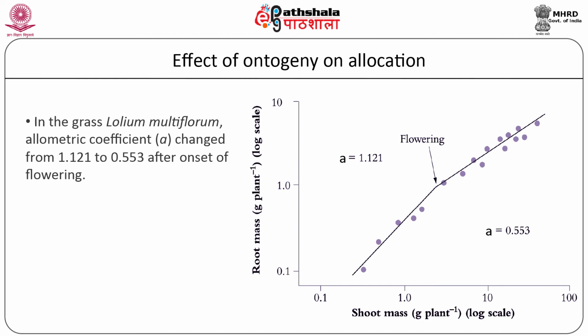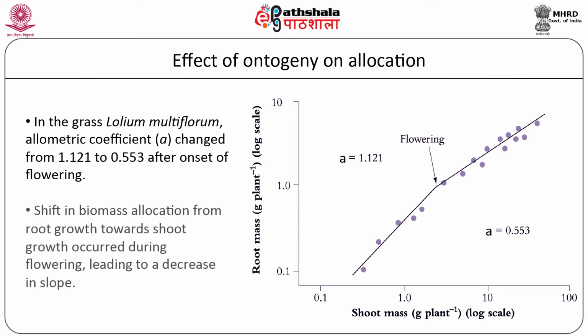For example, in the grass, Lolium, allometric coefficient, that is A, changed from 1.121 to 0.553 after onset of flowering. Hence, a shift of biomass allocation from root growth towards the shoot growth was seen to occur following the emergence of inflorescence. Though shoot biomass was about 10 times more than root biomass, change in allometry was observed as a change in slope and was independent of the actual size or mass of the two organs. Allometry can therefore effectively detect small changes in allocation accompanying developmental phases.